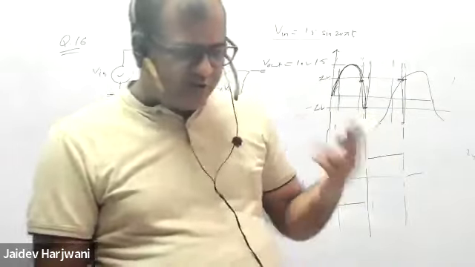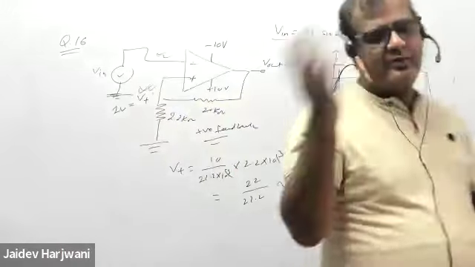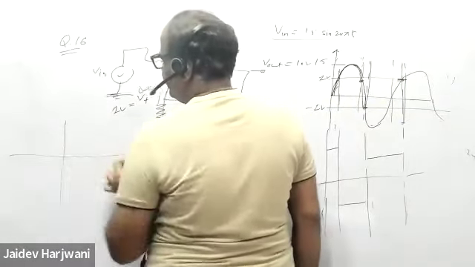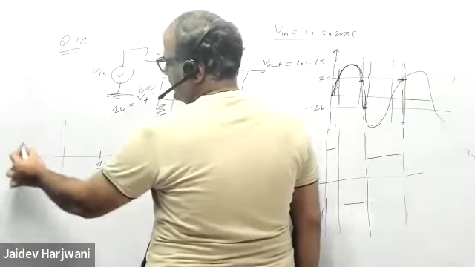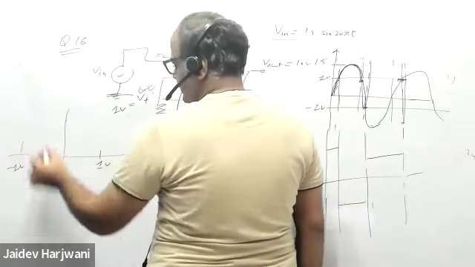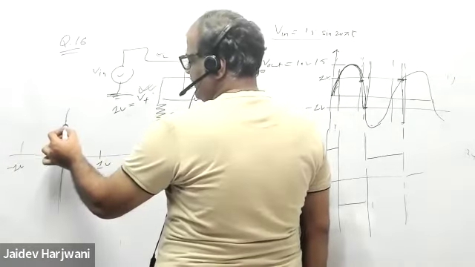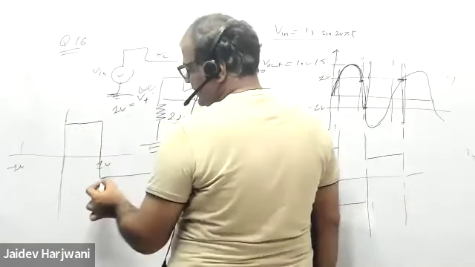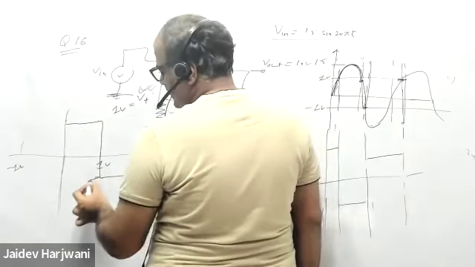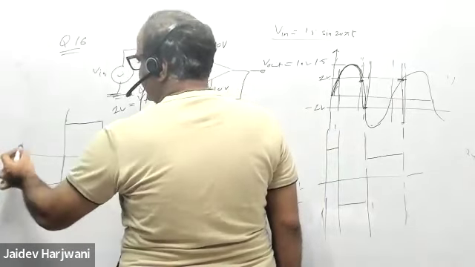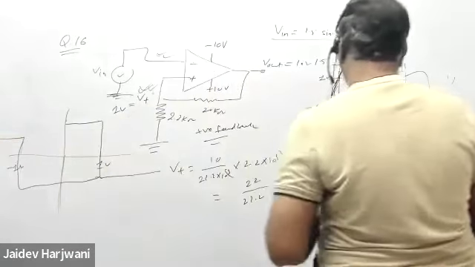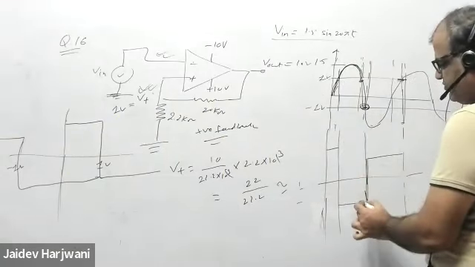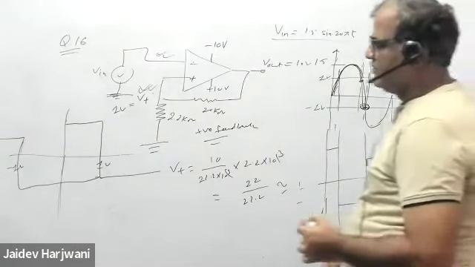So you have to remember the hysteresis loop, with 1 volt and minus 1 volt. If it is positive, it will remain positive up to 1 volt, and then it will come down here. And if you want to go up again, you have to come down to minus 1 volt. Like this, you can remember it.